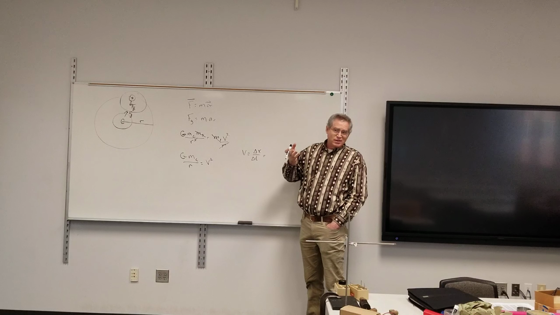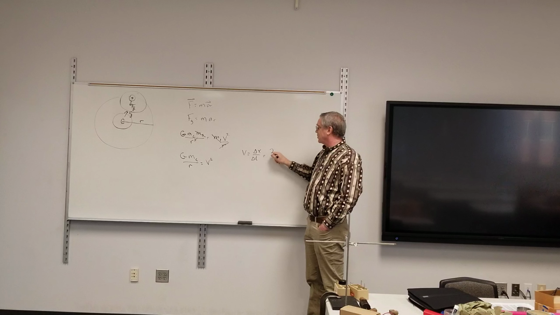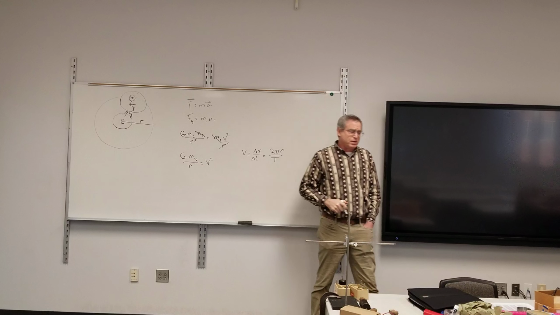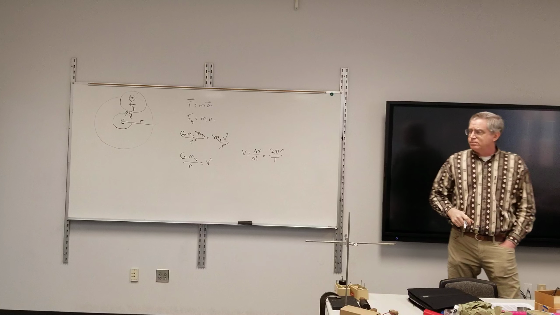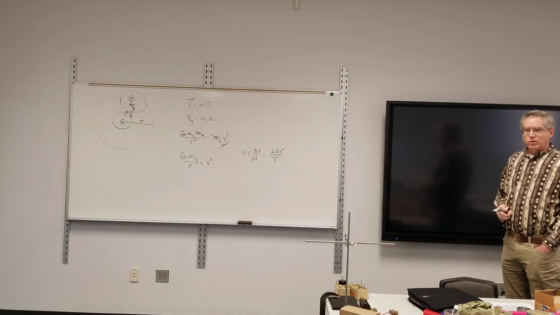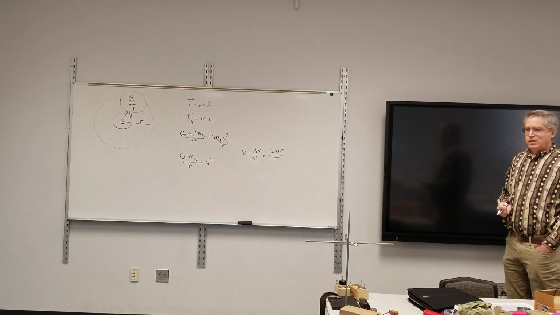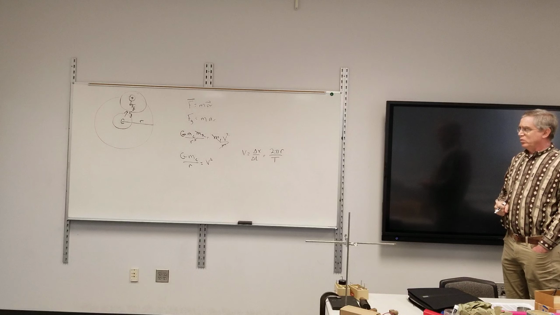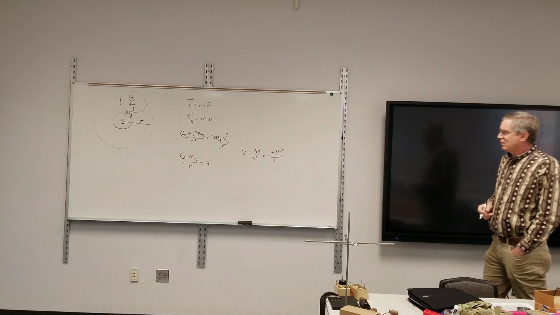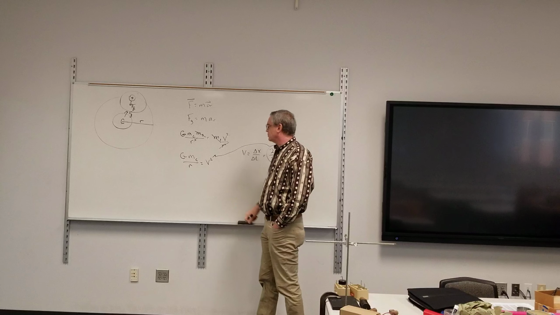2 pi r. Yeah, so the circumference divided by the period, being the time it takes for one cycle of revolution, repetitive motion. For the Earth going around the sun, the period is a year. For the moon going around the Earth, about 28 days.